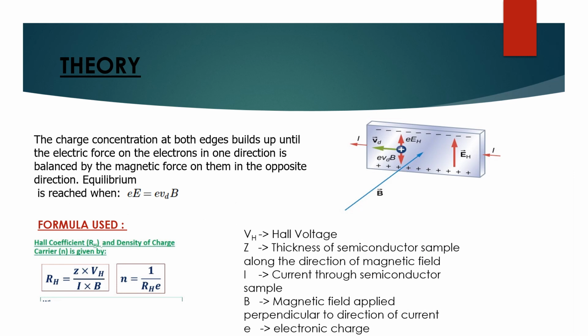Charge continues to build up until the electric force and the Lorentz force balance each other out. If we measure the Hall voltage, we can determine the Hall coefficient, given by the expression shown in the slide, which can be used to calculate the charge carrier density in a semiconductor. We can also obtain information about what type of carrier is present in the semiconductor if we know whether the Hall voltage is positive or negative.